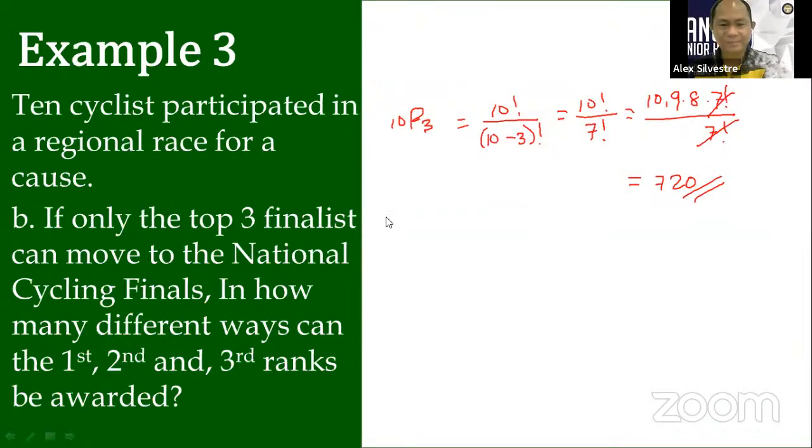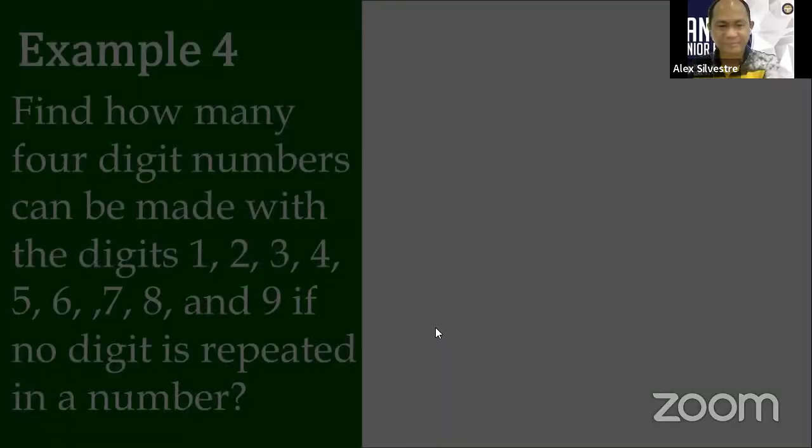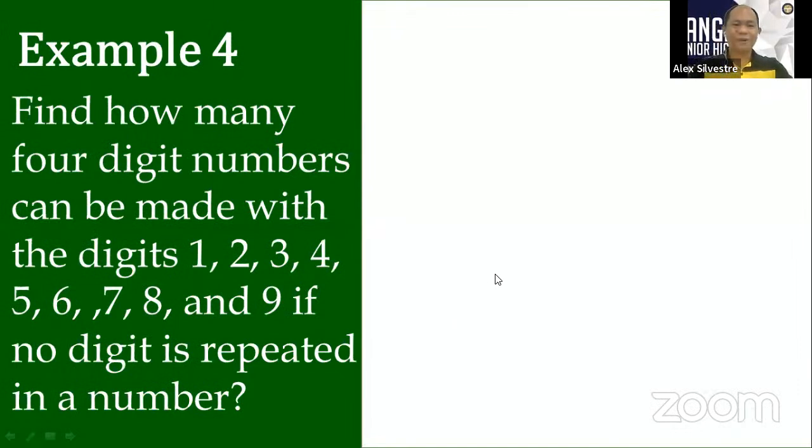Okay? Now, cleared po ba tayo sa example number 3? Okay, so thank you. Ayan, oh. Ayan. So next, example number 4. Now, how about if find how many 4-digit numbers can be made with the digits 1, 2, 3, 4, 5, 6, 7, 8, and 9 if no digit is repeated in a number. So, yun ang nasa scenario doon sa given problem natin. Dyan sa problem na yan.